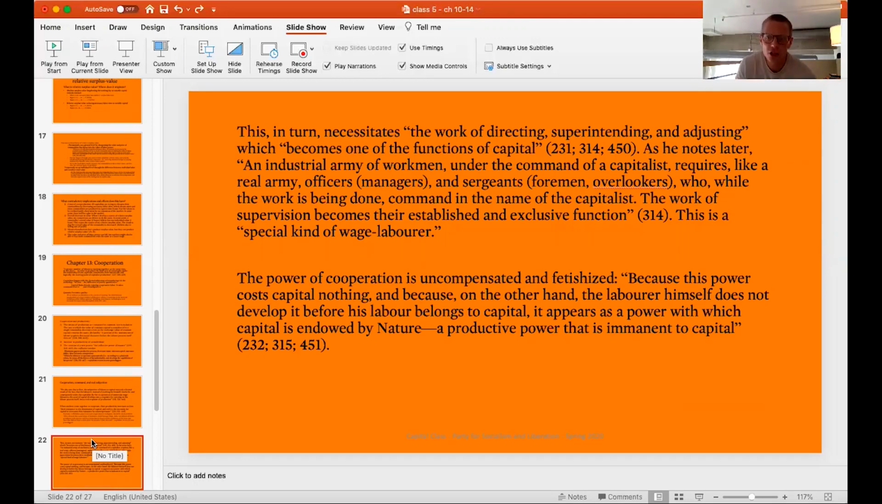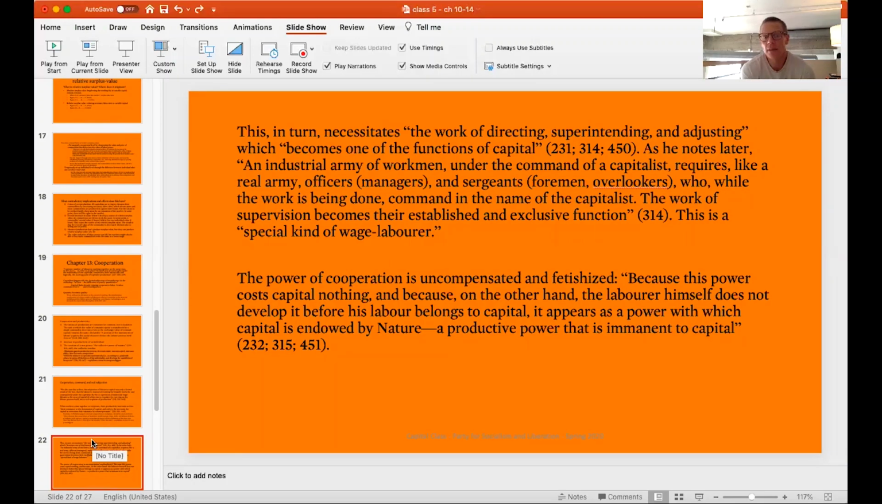So there's a new class of workers, he calls them a special class, that are under the command of the capitalist, because capital, like a real army, requires officers, managers, surgeons, foremen, overlookers, who, while the work is being done, command in the name of the capitalist. It's an established and exclusive function. It's a special kind of wage labor, because it's wage labor, but one in which the worker is maybe at times closer to the capitalist than to their fellow workers.